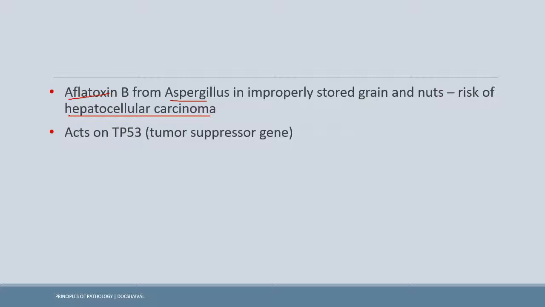Now, what is the mechanism behind aflatoxin? The proposed mechanism is that it acts on TP53 and causes non-functional TP53 or prevents its function. And we know that TP53 is a tumor suppressor gene, so that would prevent the tumor suppression activity, and that's why it would lead to the hepatocellular carcinoma association with aflatoxin.